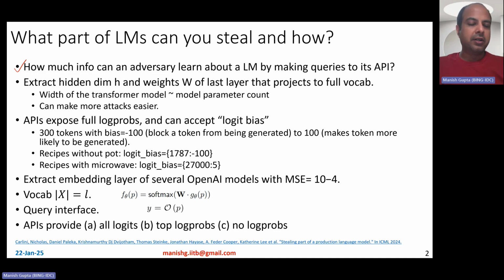Of course, the model is not available. The weights are not available to you. Only API access is available, and you want to get some part of the model. How do you do that?